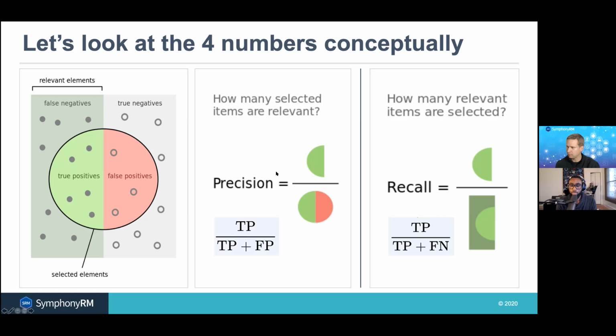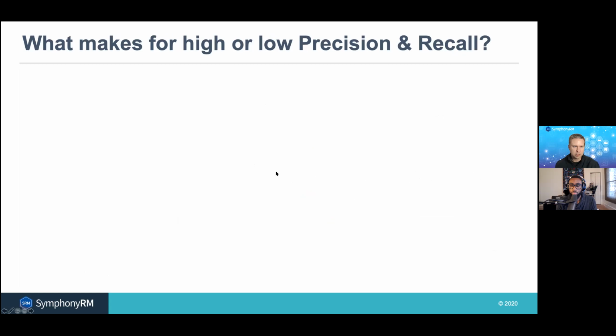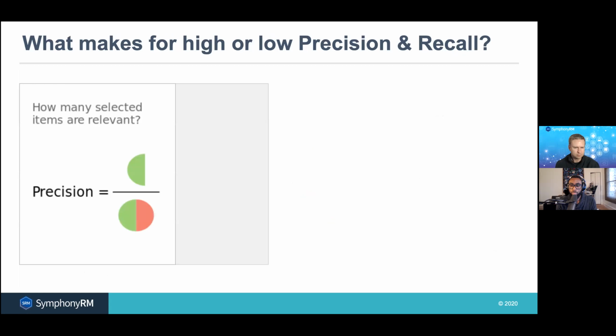We're actually going to look at how that works in practice. But let's talk about what makes for high or low precision or recall. So let's take our same view and the formula we just saw. And there's something that really sticks out in this simple formula. You notice that you have the same term in the numerator as you do in the denominator. So the only thing that's varying is the false positives.